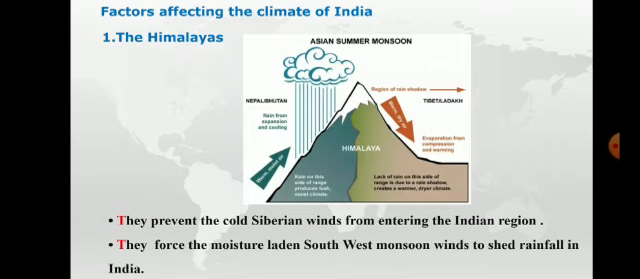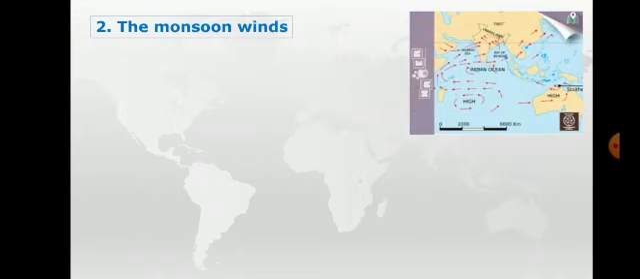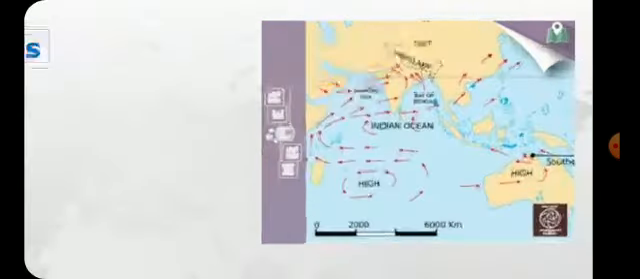If the Himalayas were not there, what would have happened? All the moisture wind would have crossed the Indian region, isn't it? And India would have become dry. Next we'll see the next factor, that is the monsoon wind. Monsoon winds have almost a universal effect in bringing summer rains over the whole of South Asia.